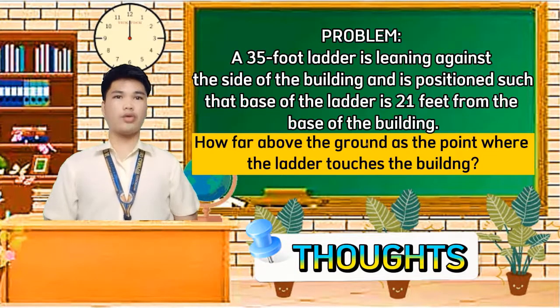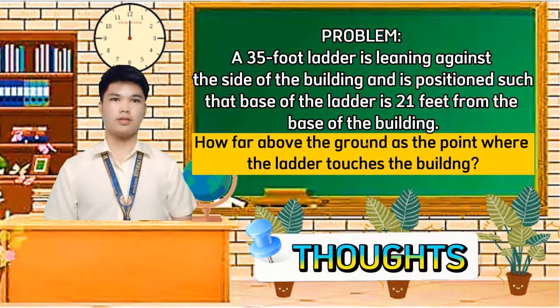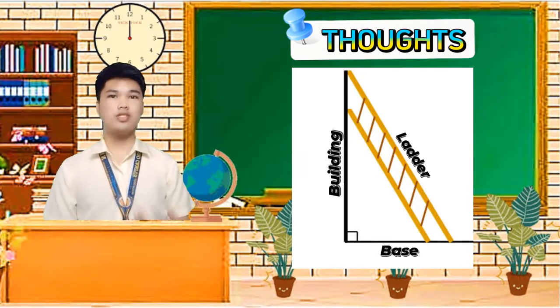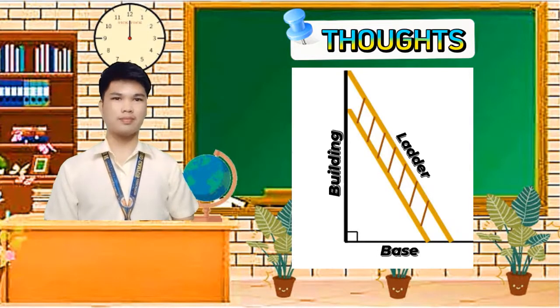So, how can we solve this problem? And what are we going to do? Should we add, subtract, multiply, divide, or draw a picture and representation to solve this problem? In this case, we should draw a picture to represent the ladder, building, and the base. And that's a thought on how we can solve this problem.